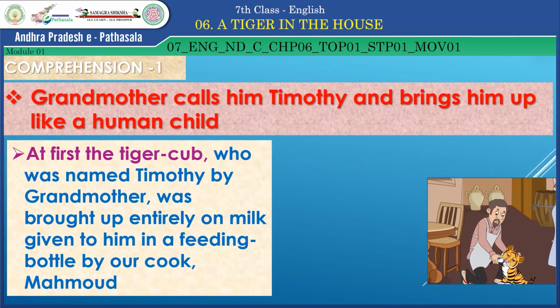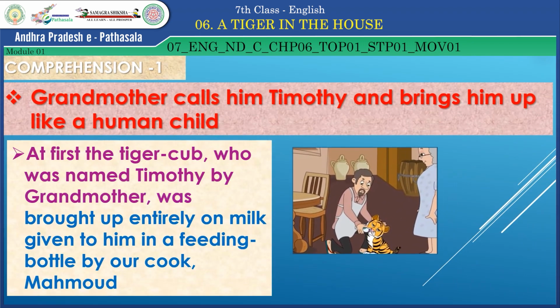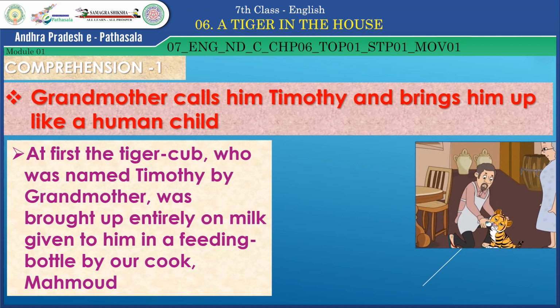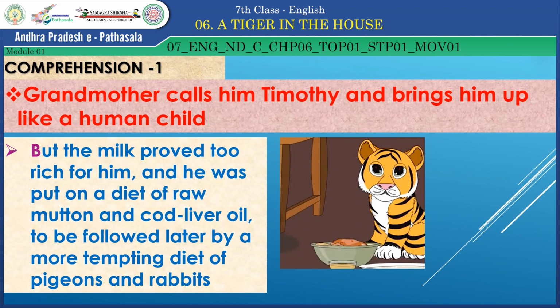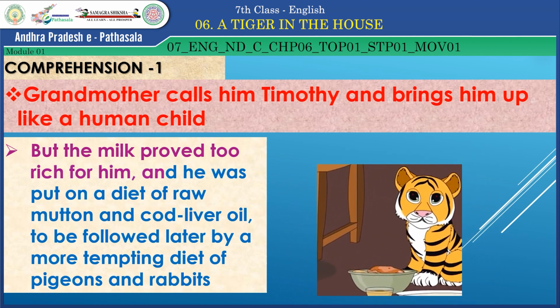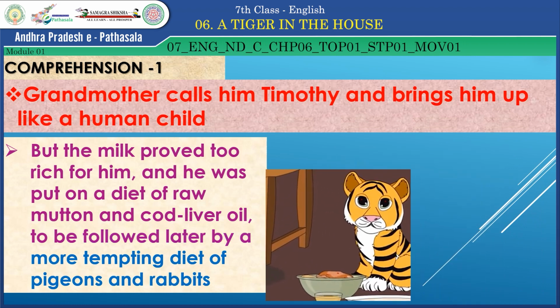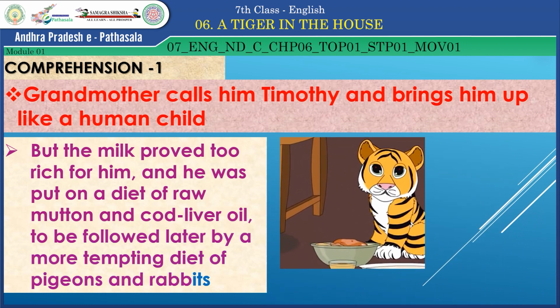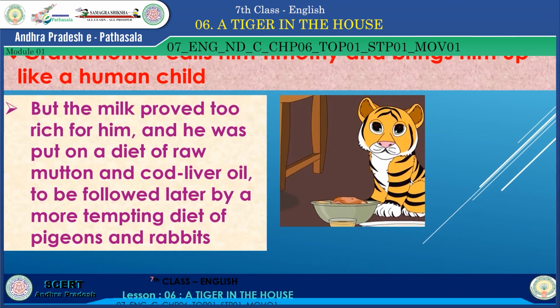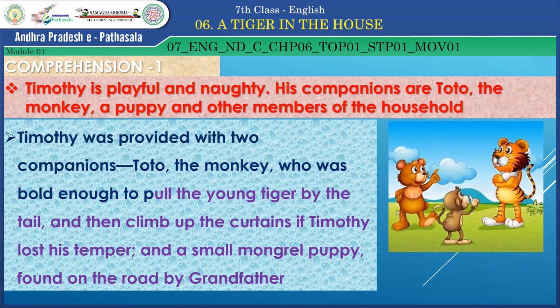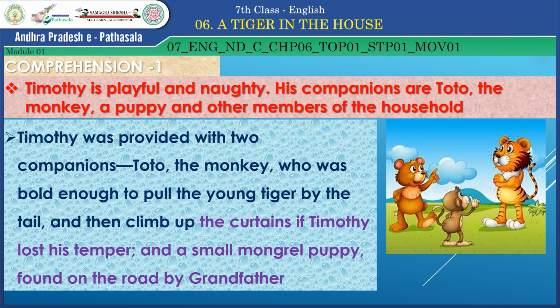At first, the tiger cub, who was named Timothy by grandmother, was brought up entirely on milk given to him in a feeding bottle by our cook Muhammad. But the milk proved too rich for him, and he was put on a diet of raw mutton and cod liver oil, to be followed later by a more tempting diet of pigeons and rabbits. Timothy was provided with two companions: Toto, the monkey, who was bold enough to pull the young tiger by the tail and then climb up the curtains if Timothy lost his temper, and a small mongrel puppy found on the road by grandfather.